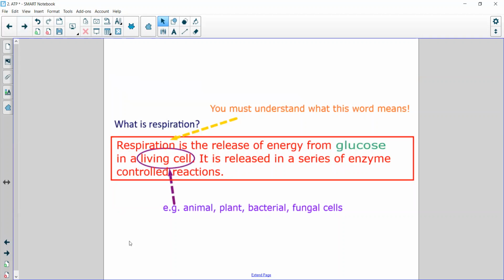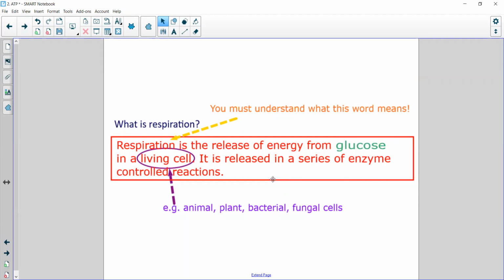So the best definition of respiration is that it is the release of energy from glucose in a living cell, and it's released in a series of enzyme-controlled reactions. So glucose is the preferred energy source for all living cells. It's not the only energy source, but it is the only one that we're really going to consider in this topic.